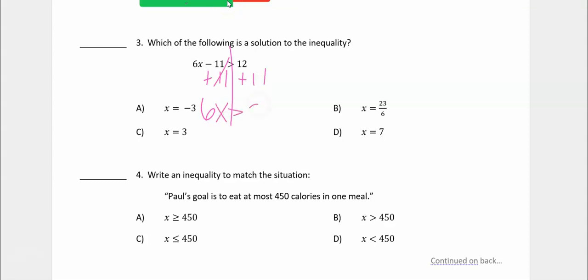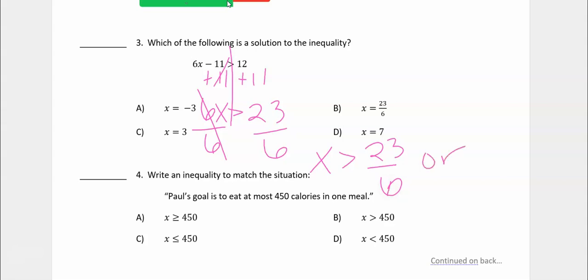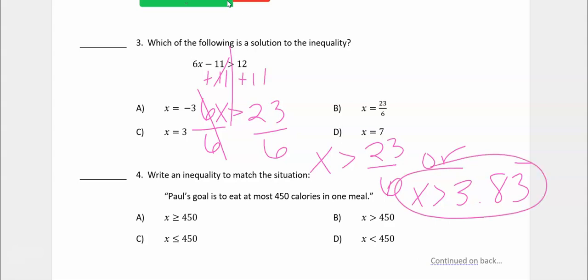So 12 plus 11 is 23 divided by 6. It is going to work out to be a fraction. 23 over 6. If you like that better, you can plug that into your calculator and divide it, which it's just a decimal, like 3.83 repeating. So think about that maybe. I need numbers that are bigger than 3.83. X has to be greater than that. So let's think about this here. It's got to be bigger than 3.83.